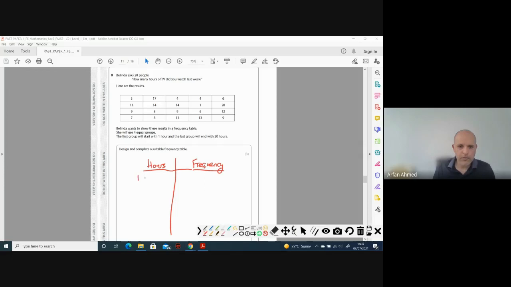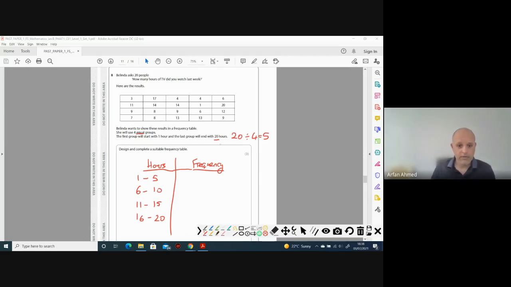Okay. So between 1 and, well, if we need 4 groups, if it's going up to 20, 20 divided by 4 is 5. Let's do 1 to 5, 6 to 10, 11 to 15, and 16 to 20. There you go. There's 4 equal groups. Yeah. So what I did was 20 divided by 4, because I know I needed 4 equal groups. That's the key thing, equal. 20 divided by 4, which is 5. So I kept going up in 5s. That was the key thing here.